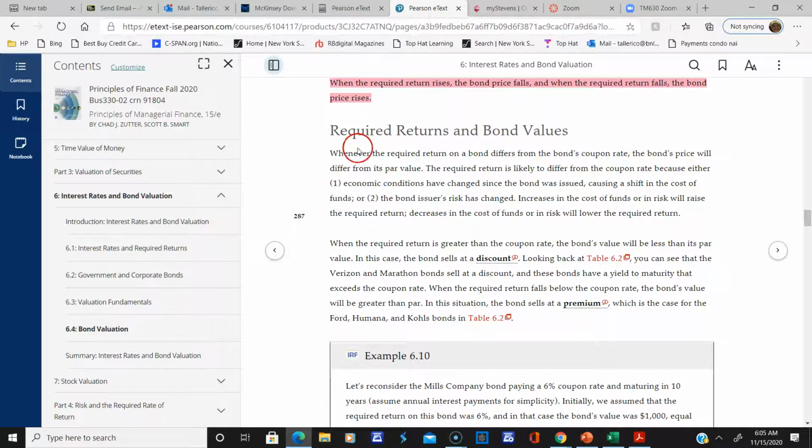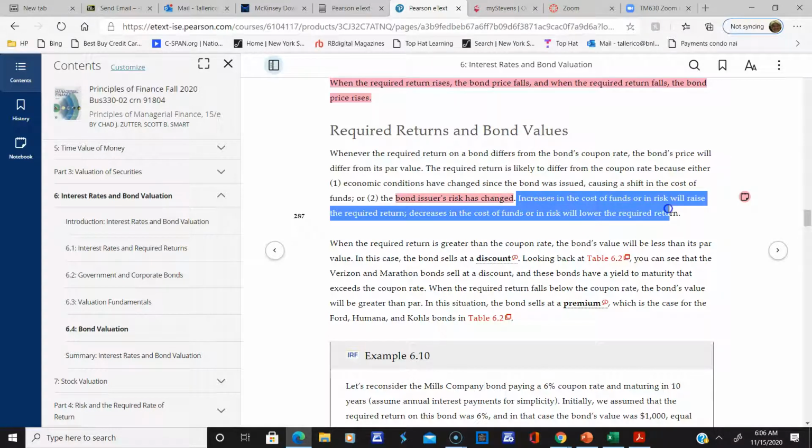All right, so whenever the required return on a bond differs from the bond's coupon rate, the bond's price will differ from its par value. So they go through that all again. Economic conditions have changed, and there was a shift in the cost of funds or the bond issuer's risk. The company could have a higher risk too, and that could force you to require a higher return. So that's an important consideration. Increases in the cost of funds or in risk will raise the required return, and decreases in the cost of funds or in risk will lower the required return.